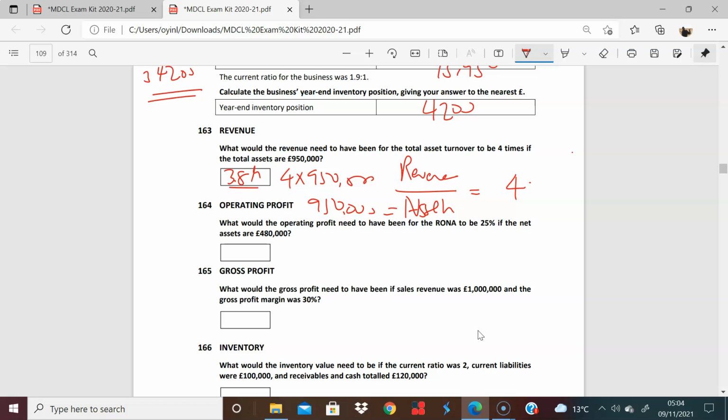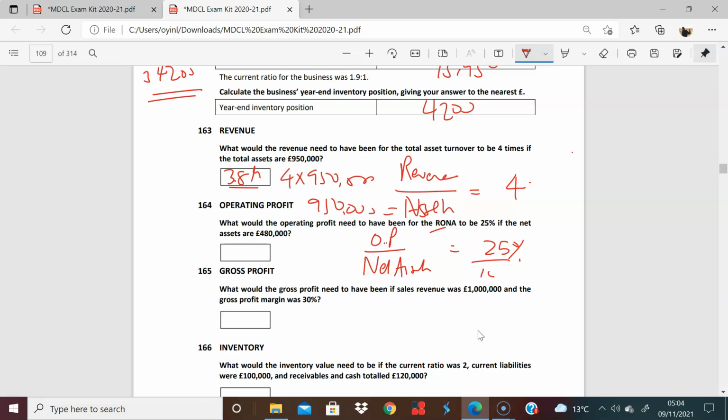Here we're told, what is the return? So at least every time you see the word return, you know that's the operating profit as a percentage of those net assets, and you're told that that is 25%. Right. Again, you could talk about equivalent fractions. It doesn't really matter. The point is that operating profit as a percentage of your net assets is 25%. So your operating profit is what we're looking for.